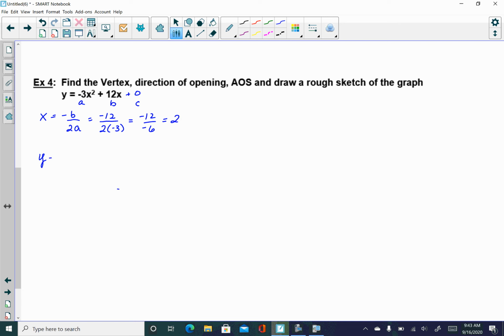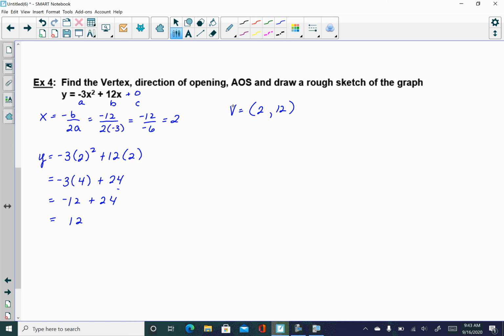To find the y value of my vertex, I'll come over here and identify my vertex. We know so far that it has an x value of positive 2. To find the y value, negative 3 times 2 squared plus 12 times 2. Everywhere I see an x, plug in 2. Order of operations, got to square that 2 first. So negative 3 times 4 is negative 12. 12 times 2, of course, is 24. Negative 12 plus 24 gives us a positive 12.